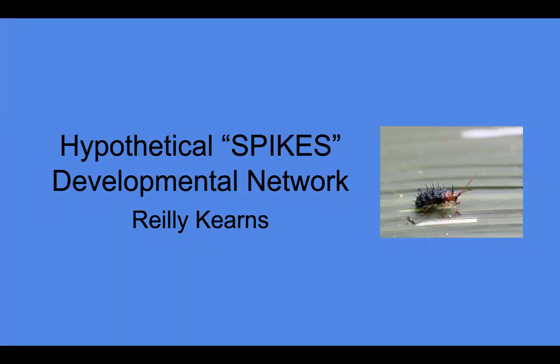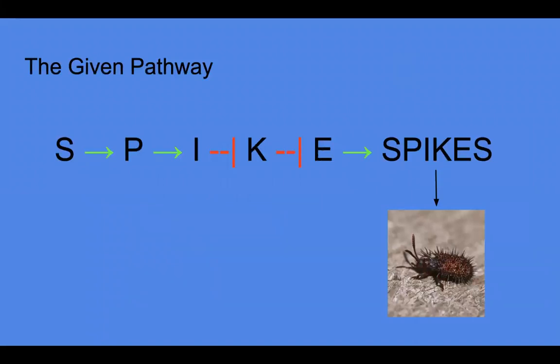This presentation is on the hypothetical spikes developmental network in the spiny beetle as it pertains to prompt 4-2C. In this problem, we are given the developmental pathway shown on screen now. In this network, S activates P and P in turn activates I. I inhibits K, which is an inhibitor of E. If all goes right, E then transcribes for spikes to be produced in the ectoderm of the spiny beetle on screen.